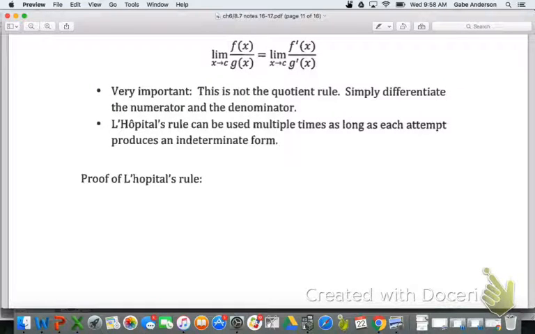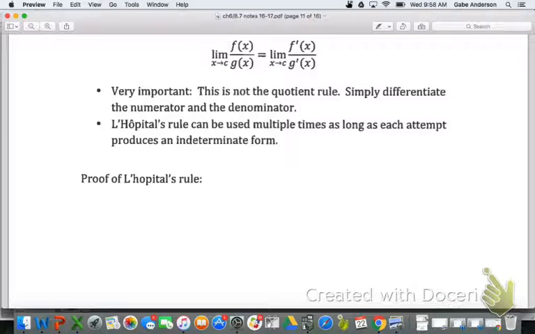L'Hopital's rule is simply stated right there. The limit as x approaches c of f of x over g of x is equal to the limit as x approaches c of f prime of x over g prime of x. So it doesn't involve any u's, it involves a derivative. So what this is attempting to say to us is that the limit of a quotient, f of x over g of x, is the same thing as the limit of the derivative of the top over the derivative of the bottom.